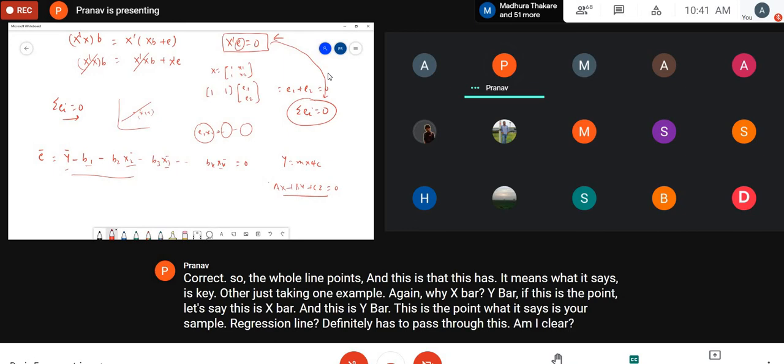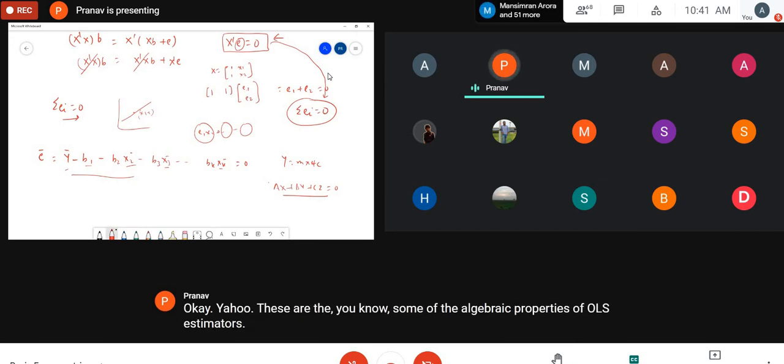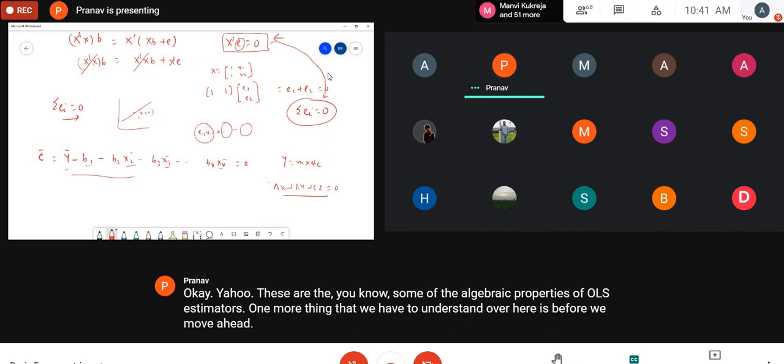Yes sir. Thank you. Okay. अब यहां तक तो बात समझ में आती है कि these are some of the algebraic properties of OLS estimators. One more thing that we have to understand over here is, before we move ahead, one second.